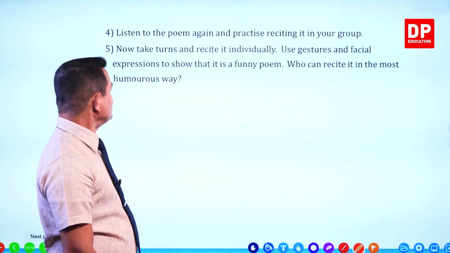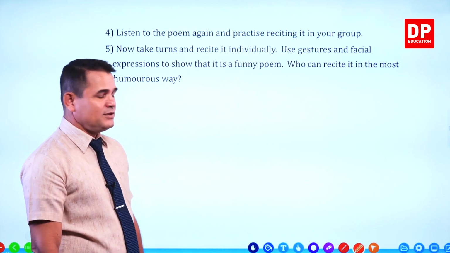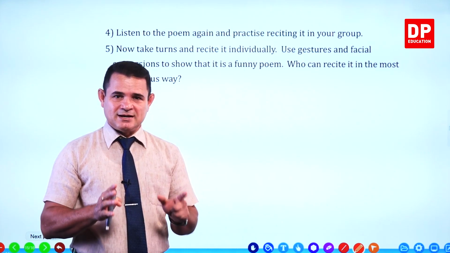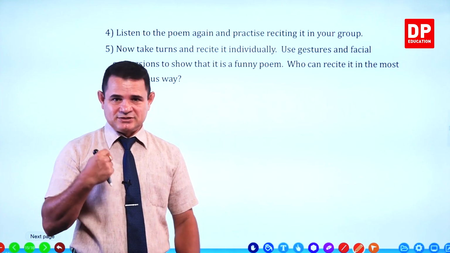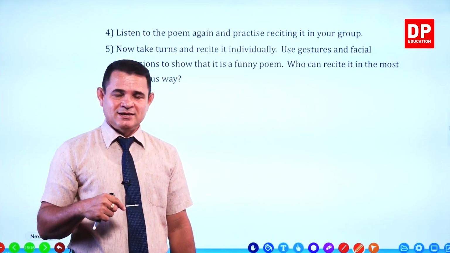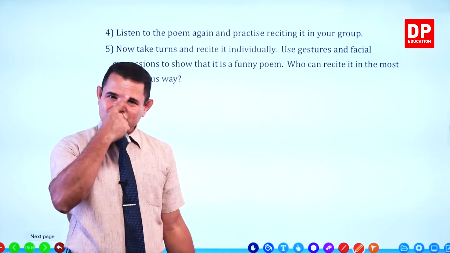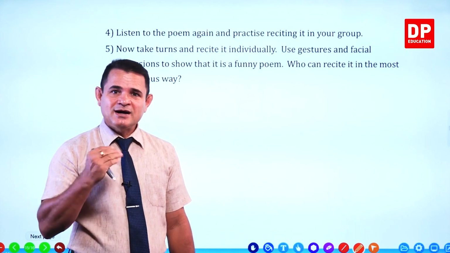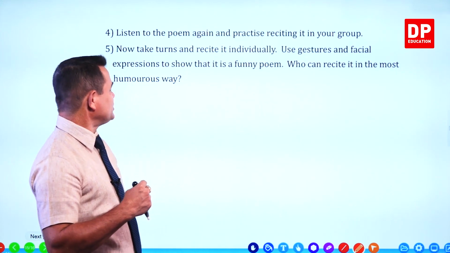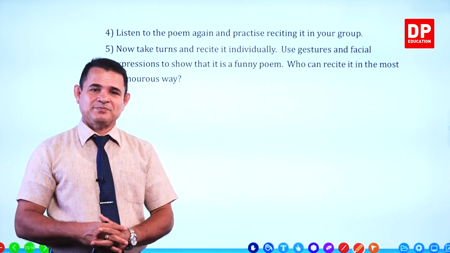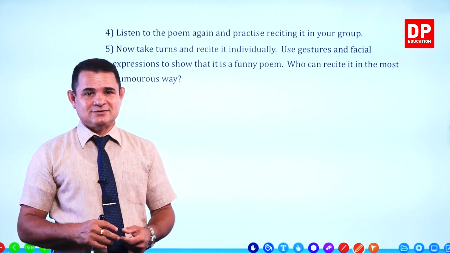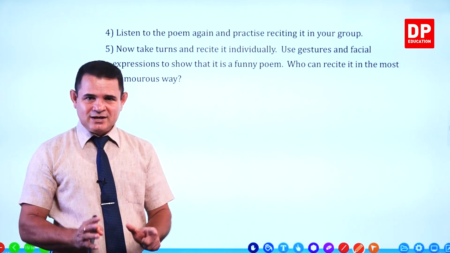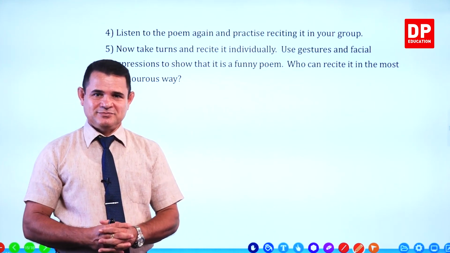Use gestures and facial expressions to show that it is a funny poem. So when you recite a poem එකක් කියනකොට ඒ poem එකේ තියෙන අර්ථය ගෙන දෙන්න you have to use your facial expressions. මූණෙන් හැඟීම් ප්‍රකාශ කරන්න ඕනේ. මේක funny එකක් නිසා funny බව පෙන්නන you should show that in your facial expressions. Who can recite it in the most humorous way? So you can do that in your group. Group එකේ ඒතර කාටද පුළුවන් most humorous ගොඩාක්ම හාස්‍ය ගෙන දෙන විදිහට ඒක recite කරන්න පුළුවන් කාටද? So you can practice this at home and do that in a funny way in the classroom, right?